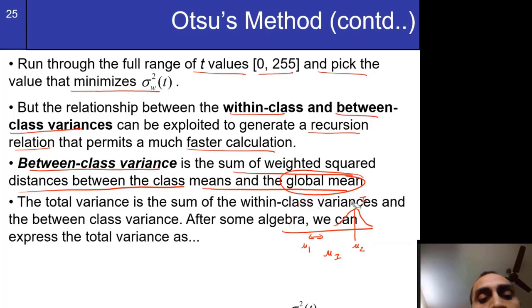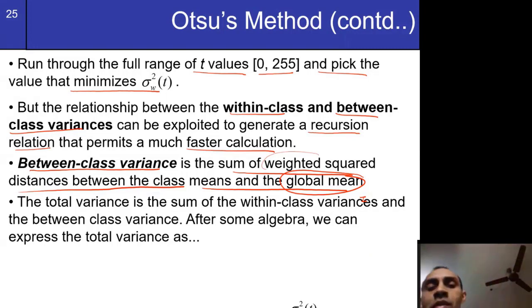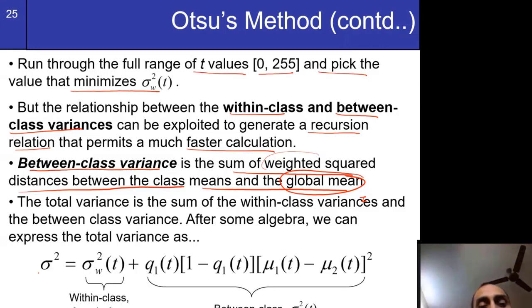That is what it is called as between class variance. Again we have to weight it, so that if one of the distributions has most of the pixels, it will not dominate. So we'll have to weight it by the distributions.